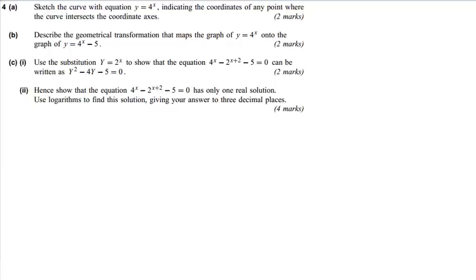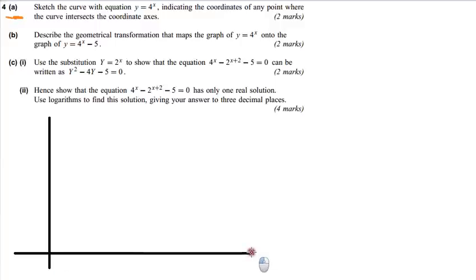We're now going to start question 4, which is an indices question. So let's start with A. We've got the curve y equals 4 to the x, and we get asked to sketch that on a coordinate axis. So let's get ourselves some axes here. 4 to the power of x.